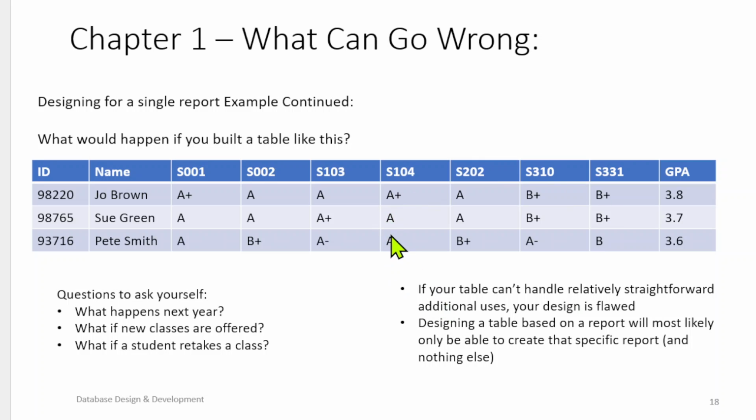And if your table can't handle relatively straightforward additional uses, it's flawed. You need to think about that. This will not work because if we add new classes, or somebody needs a retake, that kind of thing, it doesn't work. This is way too stringently built.